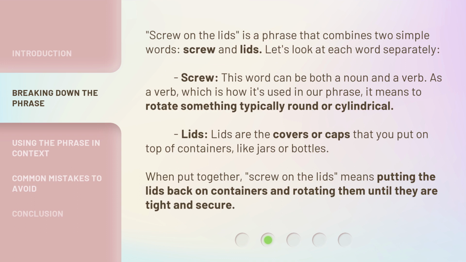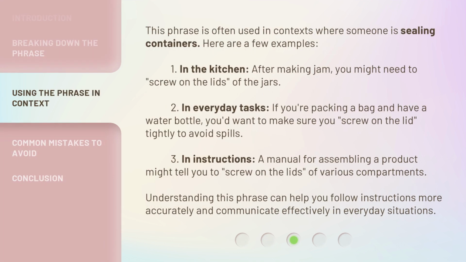When put together, screw on the lids means putting the lids back on containers and rotating them until they are tight and secure. This phrase is often used in contexts where someone is sealing containers. Here are a few examples.